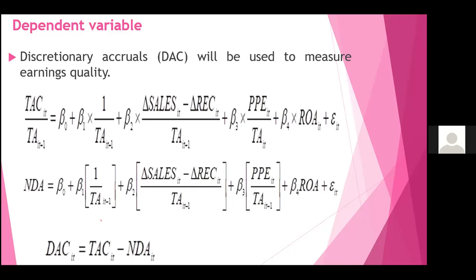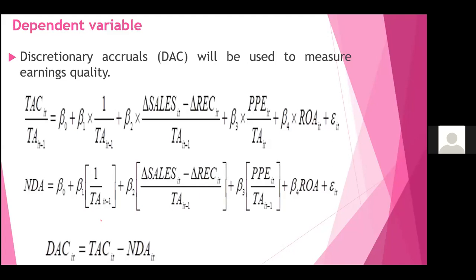So you must get the total accrual minus discretionary accrual, and then it will give you the non-discretionary accrual. So it's not something that I can just measure directly. I have to look for the total accruals, look for the non-discretionary accruals, and then I'll be able to get the discretionary accruals.